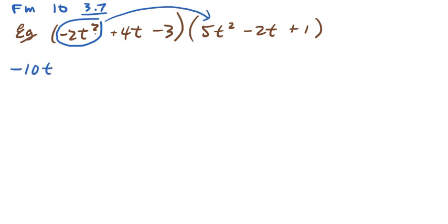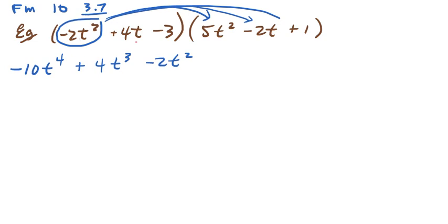Negative 10t. Now that's a 2 there and a 2 there, so that's 4. Does that look right? Then we're going to go to the next one. And so that's going to be positive 4t cubed. Everyone see that? The third one, negative 2t squared, because that's just a 1. Now we move over to the next one. And you do the same thing.